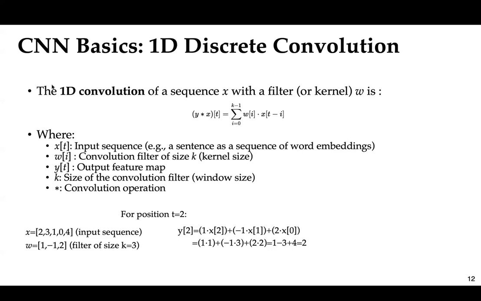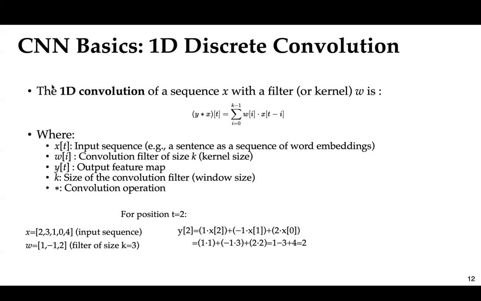So let's say that we have x to be those values, 2, 3, 1, 0, 4. It's going to be the input. And we have the filter, w, which is going to be 1, minus 1, and 2. This is a filter of size 3. What we want to do is calculate the y's, the output. So what is y for the position t equal 2? Can somebody help me? Remember, the sequence starts with 0, so 0, 1, 2.